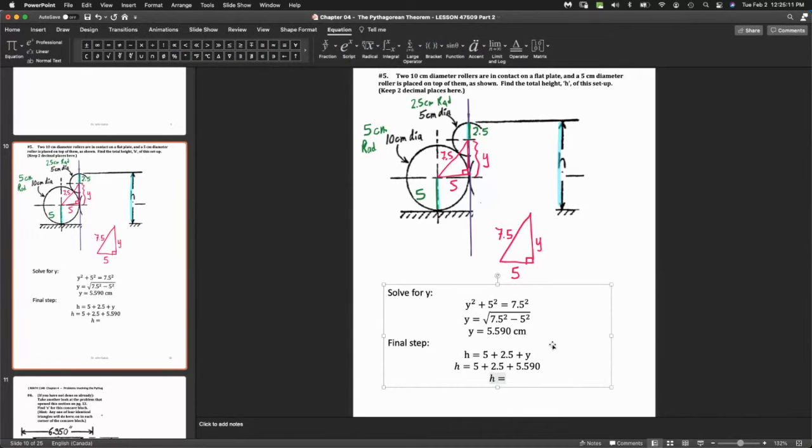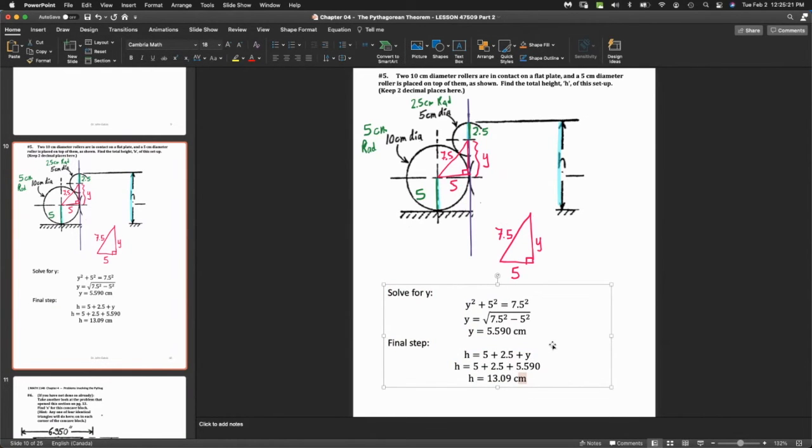So our final answer is going to be the sum of those three heights individually, which is, to two decimal places, 13.09 centimeters. And there you have it.